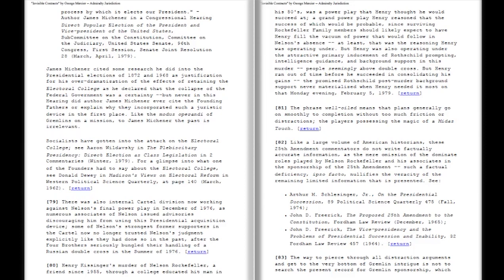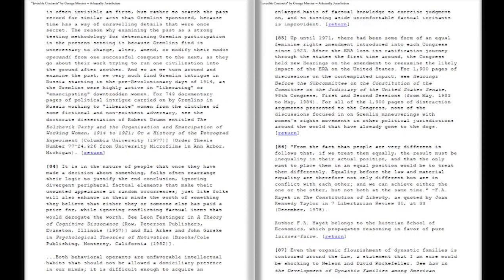83. The way to pierce through all distraction arguments and get to the very bottom of gremlin intrigue is not to search the present record for gremlin sponsorship, which is often invisible at first, but rather to search the past record for similar acts that gremlins sponsored, because time has a way of unraveling details that were once secret. The reason why examining the past is a strong testing methodology for determining gremlin participation in the present setting is because gremlins find it unnecessary to change, alter, amend, or modify their modus operandi from one successful conquest to the next, as they go about their work trying to run one civilization into the ground after another.